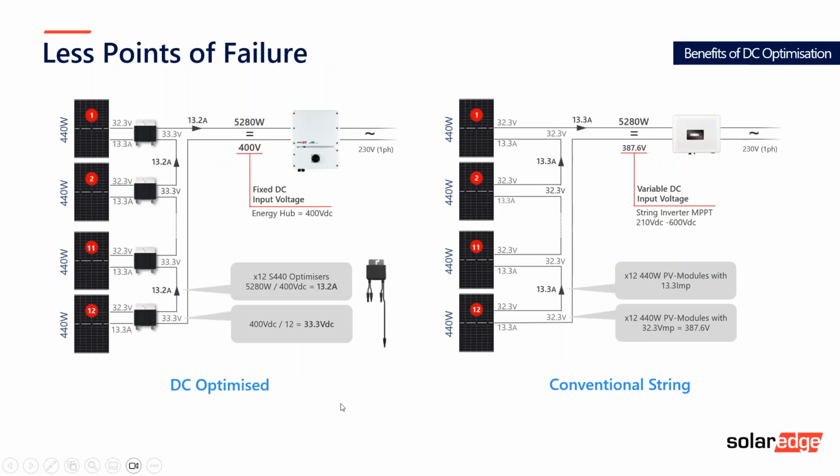So just a quick schematic here, looking at the principles of operation. We fix the voltage going into the inverter, but that's not the case with a conventional string system. Based on irradiance, the voltage will vary.